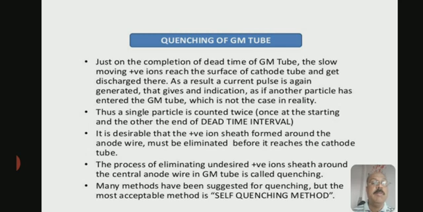It is desirable that the positive ion sheath formed around the anode wire must be eliminated before it reaches the cathode tube. The process of eliminating the positive ion sheath around the central anode wire in the GM tube is called quenching. Many methods have been suggested for quenching, but the most acceptable method is the self-quenching method.